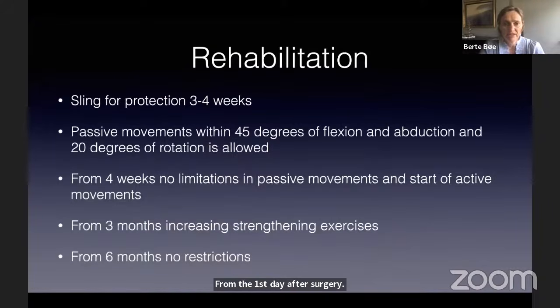And I limit the movements in 4 weeks to 45 degrees of flexion and abduction and 20 degrees of rotation. From 4 weeks on, there's no limitation in movements, and they can start doing active exercises. And from 3 months, they can start doing strengthening exercises. And there's no restriction after 6 months.